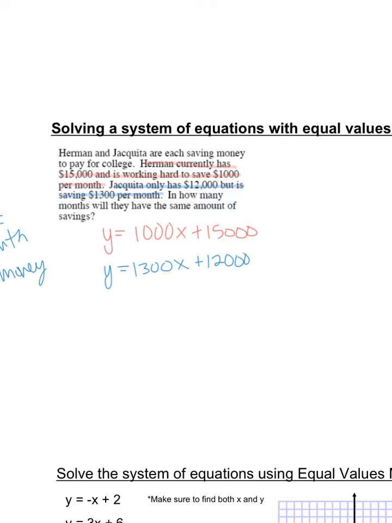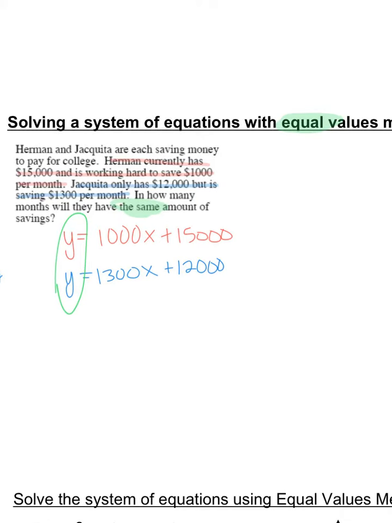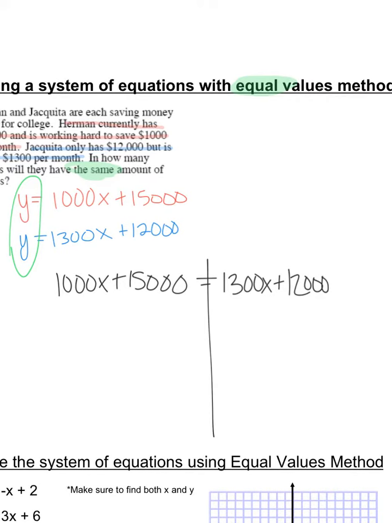That word "the same" just means when are they going to be equal, and that's why it's called the equal values method. Since both equations are in this y equals form, we ignore that part and make the two equations equal to each other. So we rewrite the first equation equal to the second. Herman's 1,000x plus 15,000 has to equal the same money as Jaquita's, 1,300x plus 12,000. Notice the y's are not in the equation once you start the equal values method. And now we can solve for x.